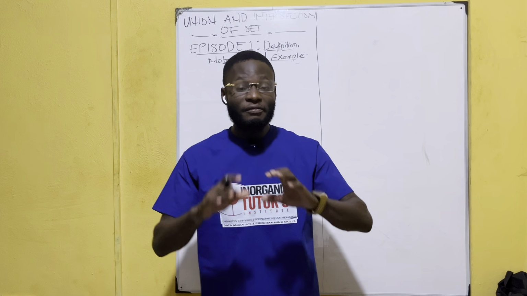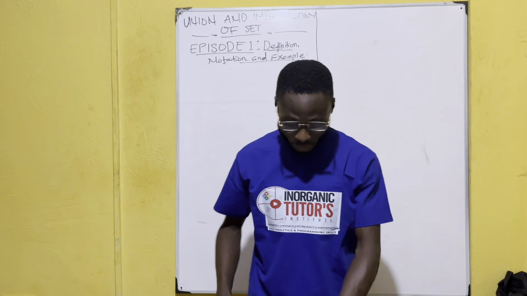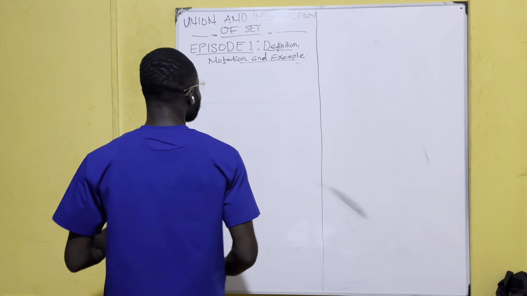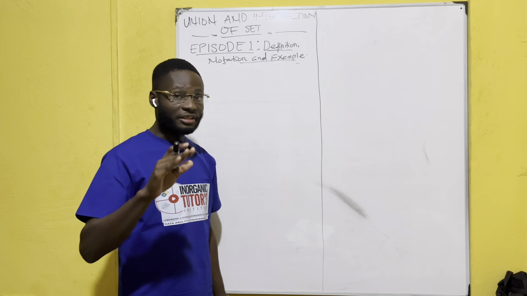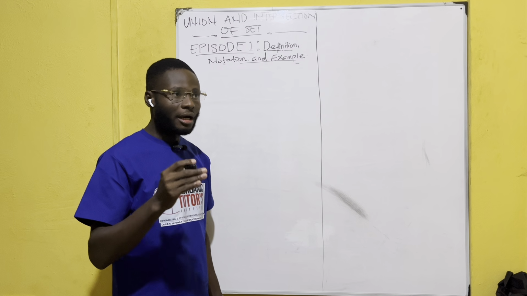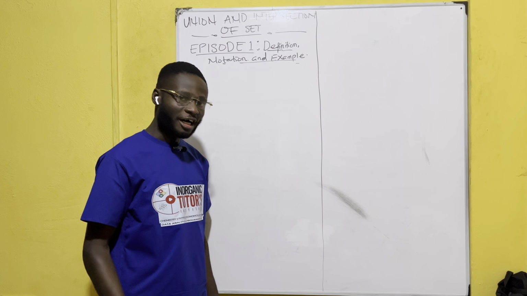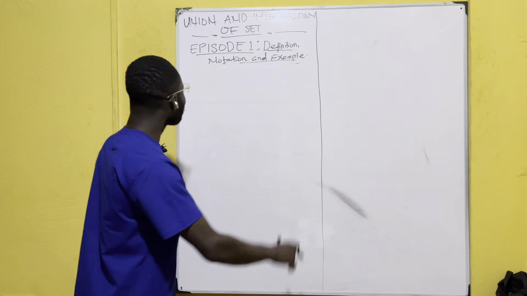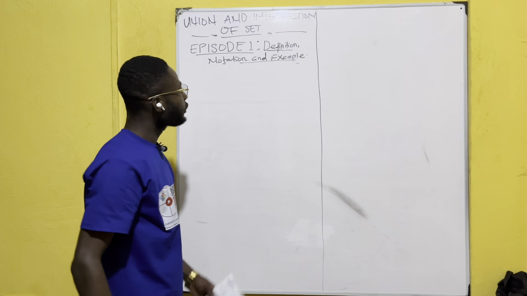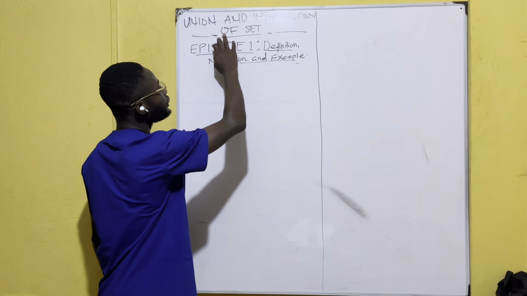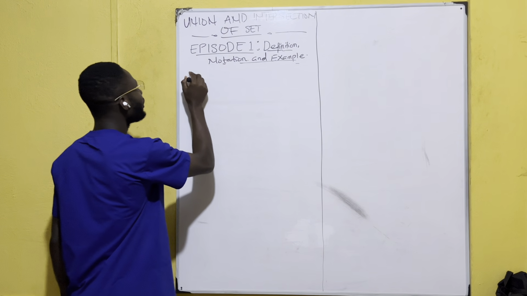Now, we are going to start from the very basics to the advanced level. In this episode, we are going to talk about only three things: the definition, the notations, and then examples, and I'll give you some trials to enjoy at home. So with episode 1, we look at the definition, notation, and examples. The larger headline is union and intersection of sets. So we begin with the definition of a set.